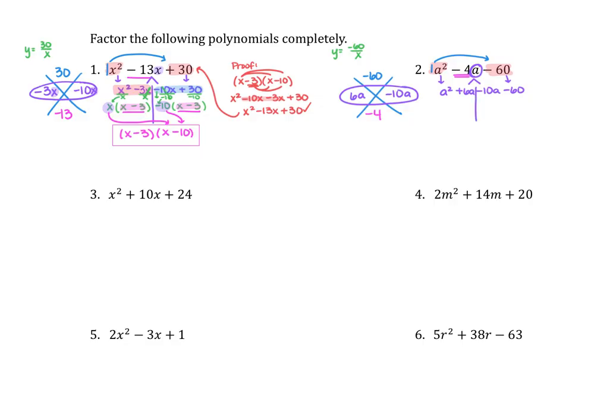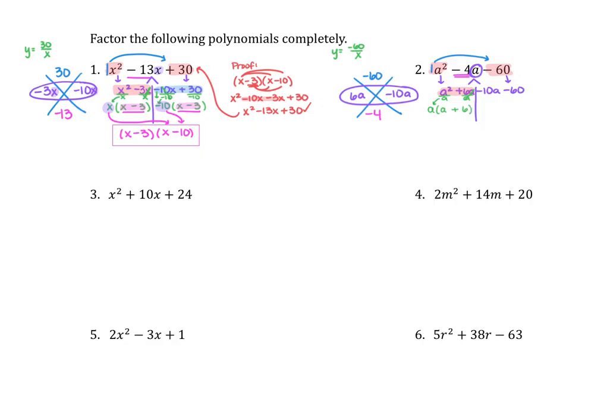Here's where I group. I'm going to focus on just these first two terms. I'm going to find the GCF of those two. They have an a in common, so I'm going to pull that out. Remember, whatever I divide by has to go in front of parentheses. If I pull an a out of a squared, I'm left with a. And if I pull an a out of 6a, those would cancel out, and I'm left with positive 6.